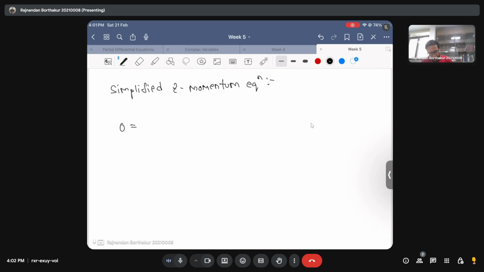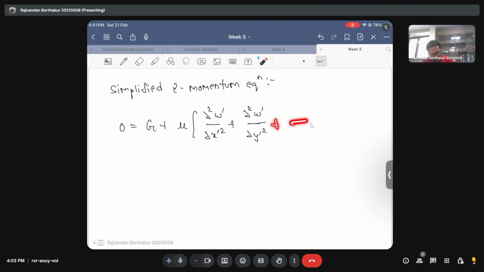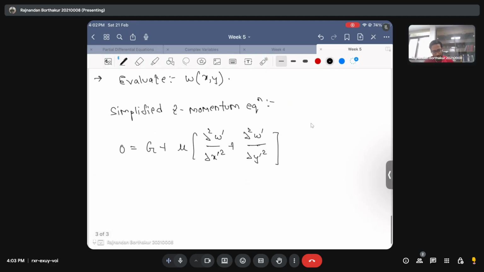And then I have the pressure gradient, but I know that my minus dp dz is going to be G plus mu times del square w prime. Remember, my primed variables are dimensional variables. That is something that we have been following since the previous problem. So this is a dimensional equation, as you can see, and this is going to be del 2 w prime by del x prime squared plus del 2 w prime by del y prime squared. I'm not going to write the next term, which is del 2 w prime by del z squared, because I know that this is 0 by the condition of fully developed flow. So that's your simplified dimensional z momentum equation.